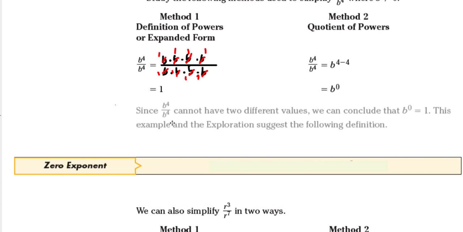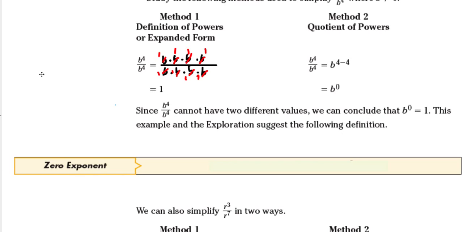Okay? So since b to the fourth over b to the fourth cannot have two different values, we can conclude that b to the 0 is equal to 1. This example and the exploration suggest the following definition.